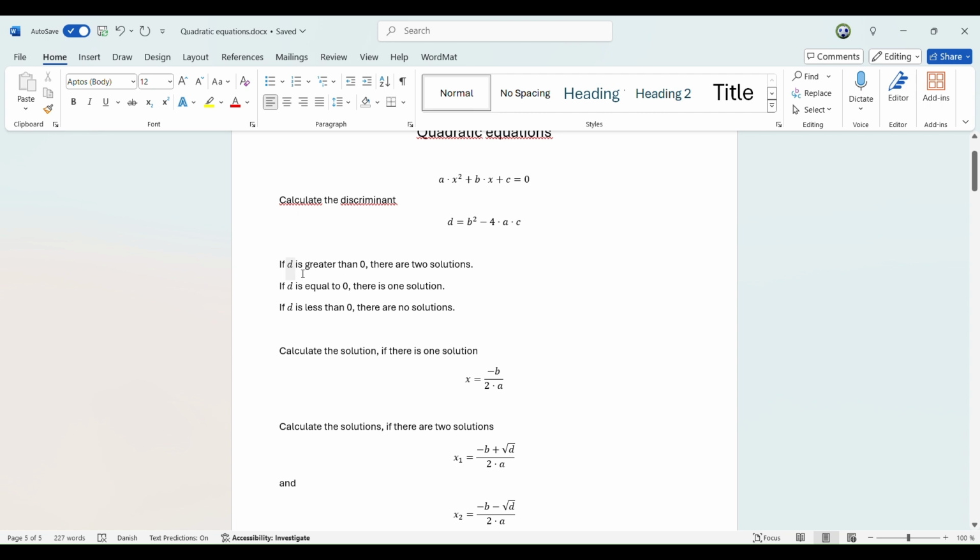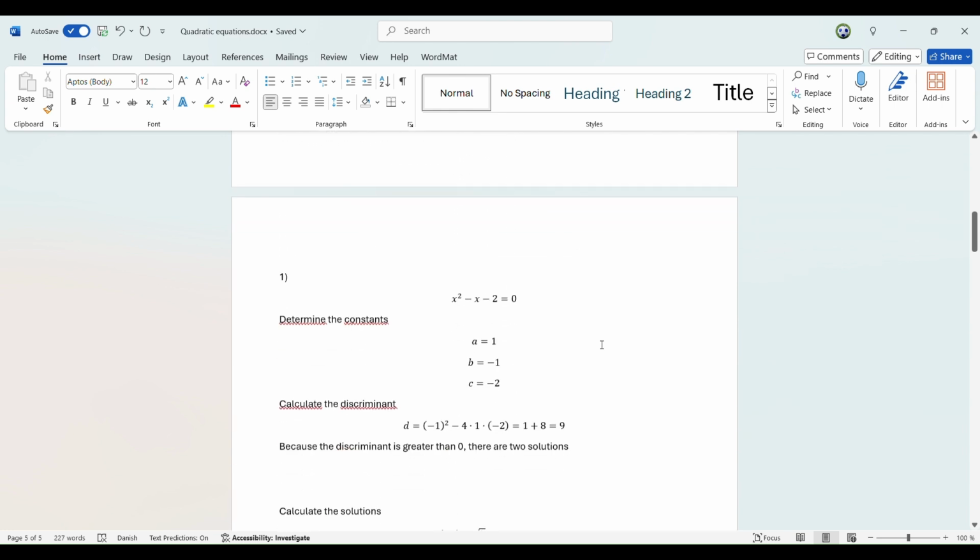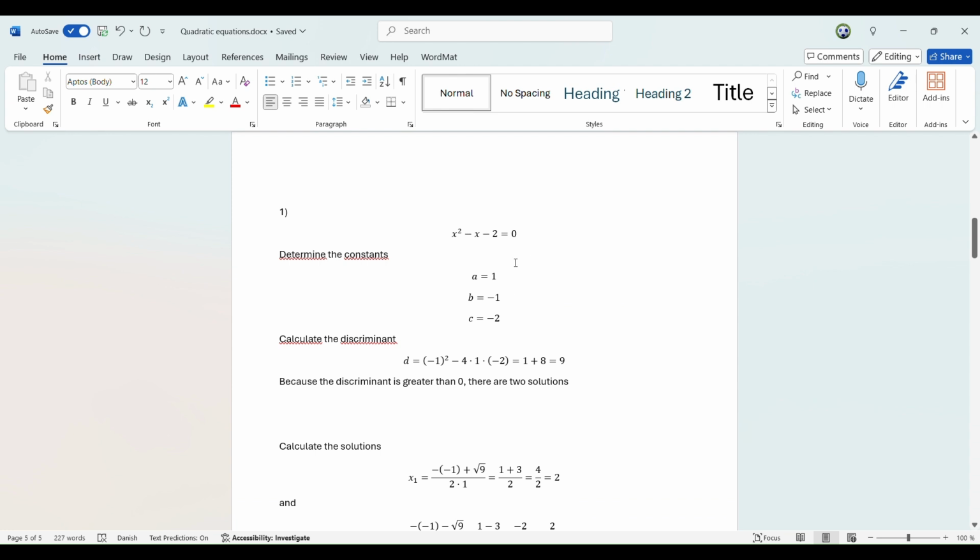If d is greater than 0, we have two formulas. We have minus b plus the square root of d over 2 times a, and minus b minus the square root of d over 2a. The only difference between these two formulas is a plus sign up here and a minus sign down here. And they remind us a little bit of this one up here. Only the square root is not part of this formula up here. So now we are going to look at some examples.